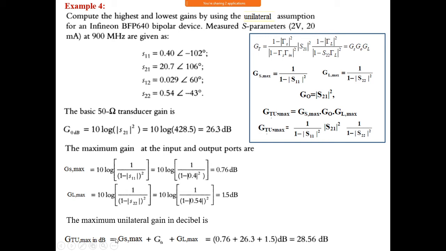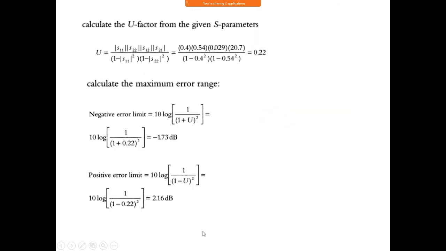What is the maximum gain you can get from this one? What is the highest gain you can get from the amplifier? It is 28.56 dB. If you use this amplifier for the design, the maximum gain is the addition of G naught, GS maximum 0.76 dB, and GL maximum 1.5 dB, which gives 28.56 dB. The minimum is 26.3 dB, assuming GS is 0 dB and GL is 0 dB. The minimum gain you can get is 26.3 dB. Like that you can do the calculation here, and you can find your unilateral figure of merit for this.